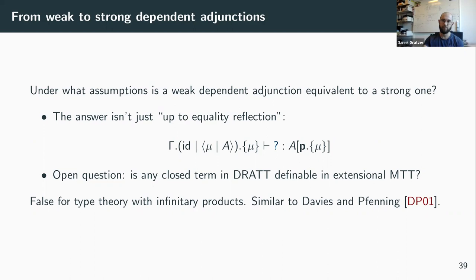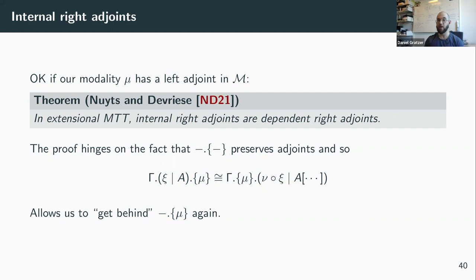I will note, however, that weak and normal DRAs do coincide if our modality is already a right adjoint in the mode theory. So first of all, remember that our mode theory is a two-category. There's a notion of an adjoint in any two-category, and so we can perfectly well ask if our modality mu is a right adjoint.